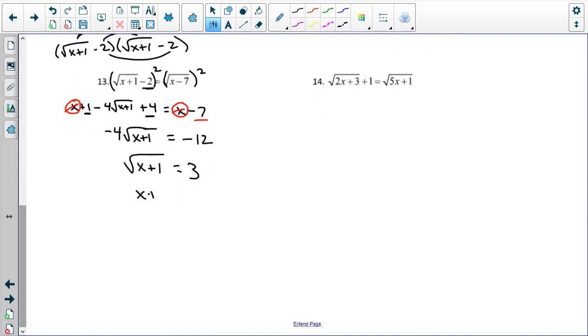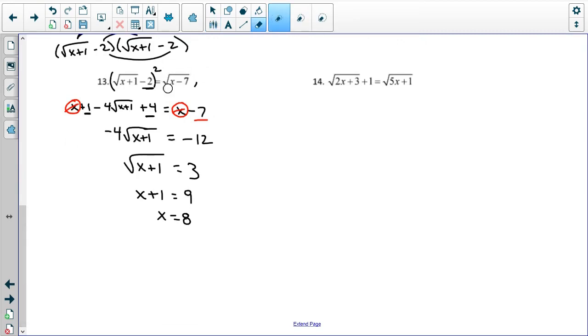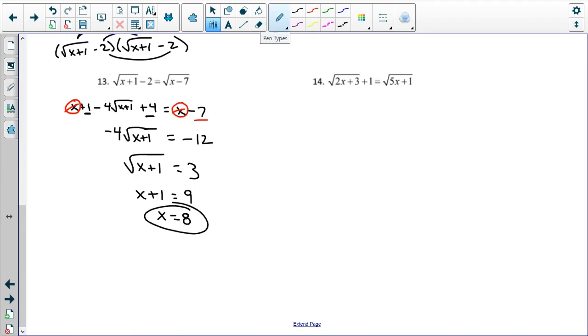Now I square both sides. X plus 1 equals 9. X equals 8. I'm going to check this in my original problem. And when I do, the right side equals 1, and the left side equals 3 minus 2, which is also 1. So x equals 8 works.